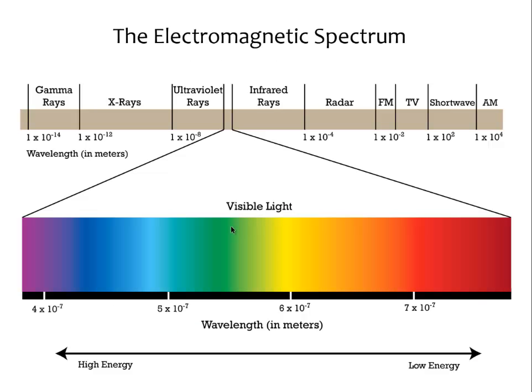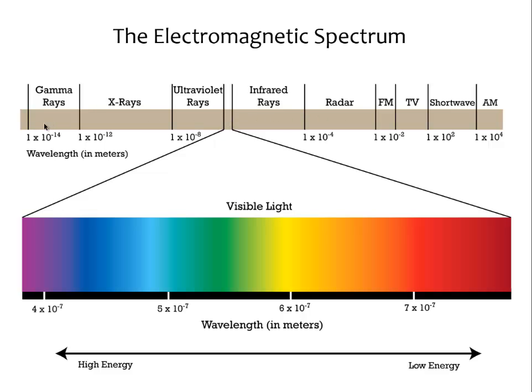So what is light? Well, light is both a wave and a particle. And visible light is a part of the electromagnetic spectrum. So in here we have our electromagnetic spectrum. And as you can see, white light or visible light consists only of a narrow portion of that electromagnetic spectrum, and that's the only part of the electromagnetic spectrum that we can see.